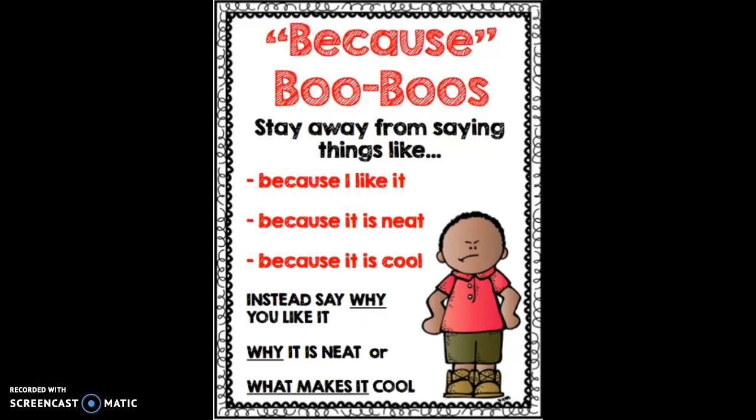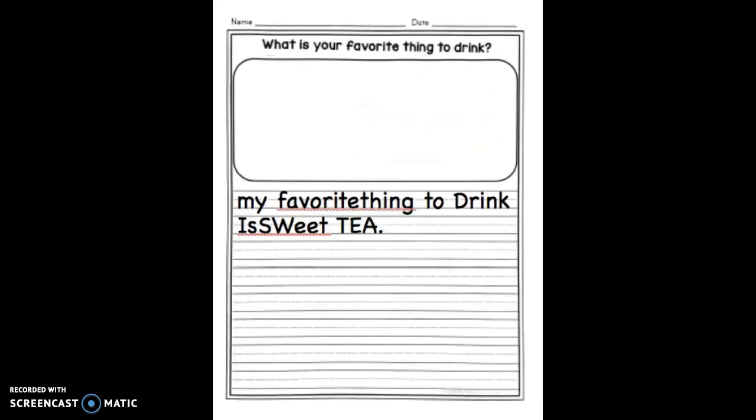Perfect. Now I have a sample that I started about my favorite drink. So let's look at that. My opinion statement is, my favorite thing to drink is sweet tea. So I decided to make that my first complete sentence, and I'm going to write a second sentence with my reason. So I'm going to start a new sentence right here, and I'm going to start it out, I like it because it is cold and refreshing.